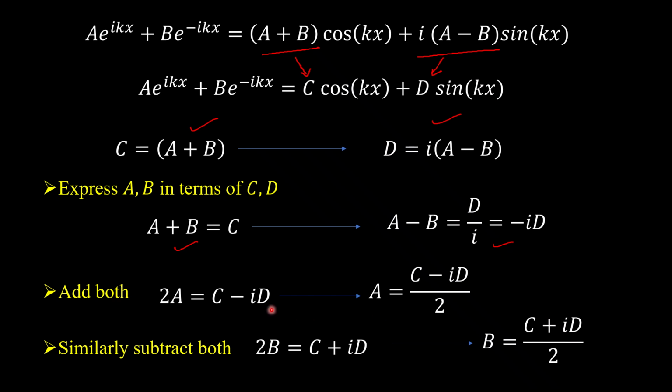Similarly, you subtract both. If you subtract both, what will happen? This a minus a will go away. This will become 2b, equal to this minus, and here you are subtracting, so this minus will become plus. So 2b is equal to c plus id. Then b is equal to (c plus id) over 2. So we have found c and d in terms of a and b, and similarly a and b in terms of c and d. We will try to understand the physical meaning of this.